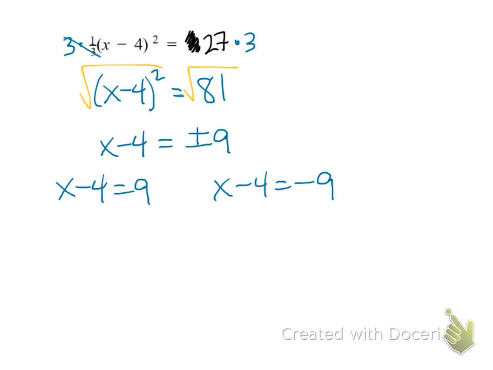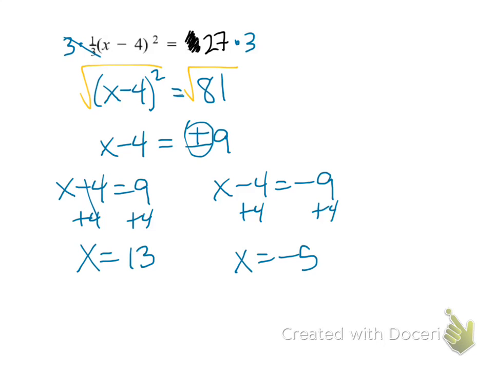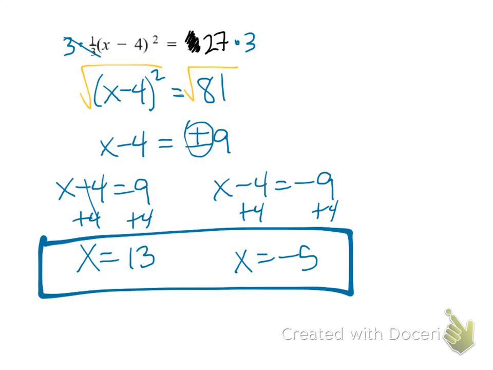X minus 4 equals 9, and x minus 4 equals negative 9. That's the whole point of that plus and minus. Solving the first one, I get x equals 13, or x equals negative 5. So two distinct answers, so be careful.